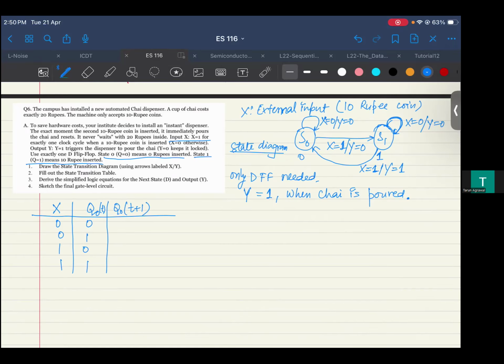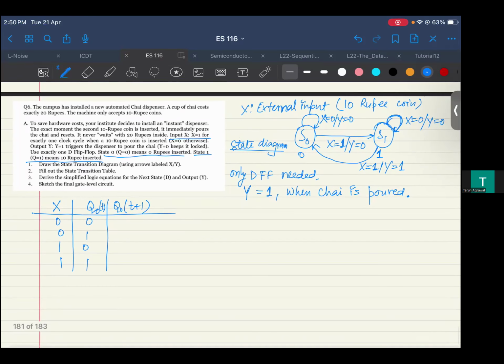So when I'm in zero state, let's look at the state diagram and populate. When I'm in zero state and input is zero, where do I remain? In zero itself. When the state is one and the input is zero, I remain in one. When I'm in zero and the coin comes, I go to state one. When I'm in one and the coin comes, X is one, then where do I go? I go to state zero.